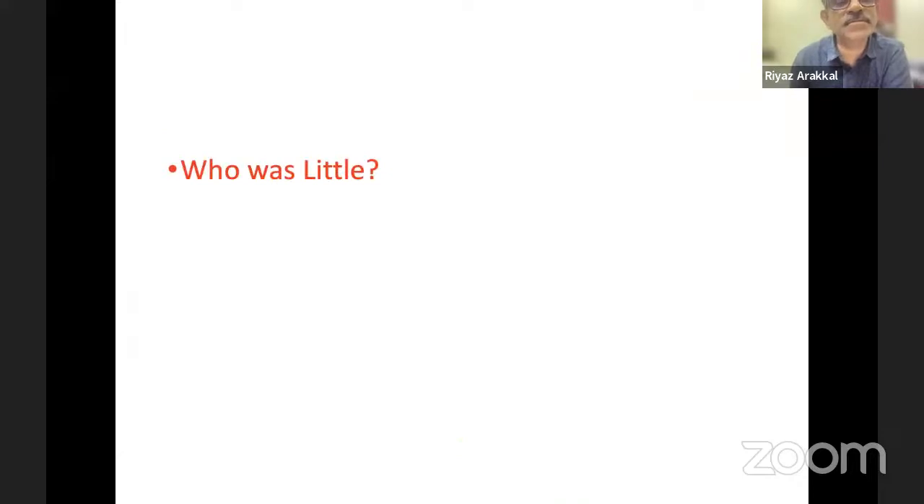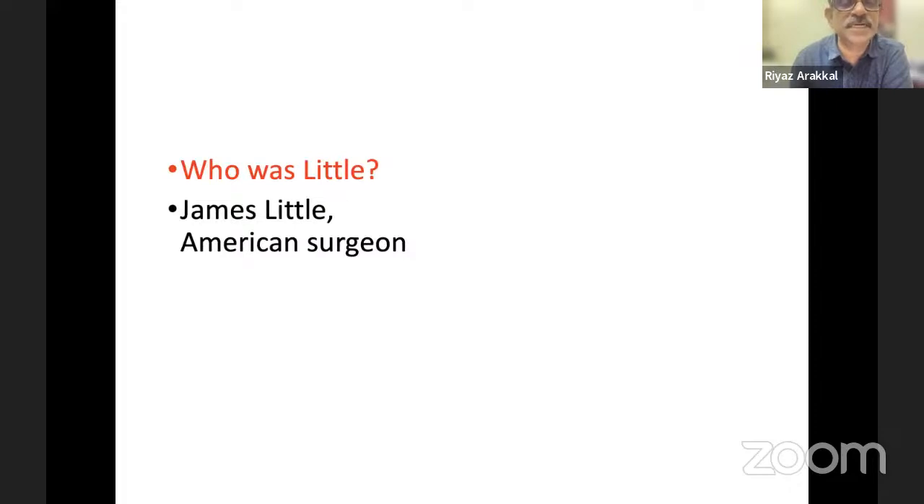So who was Little? She has mentioned Little was the American surgeon who described this condition. Any other Little you know of? Anybody other than Aisha? In pediatrics, not gastroenterology. Vishnu, anybody in the chat box? Any other Little clue? You want a further clue? It is cerebral palsy.